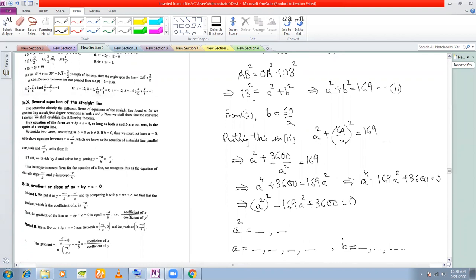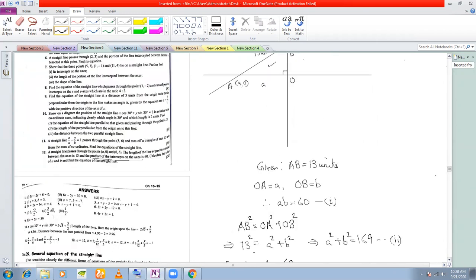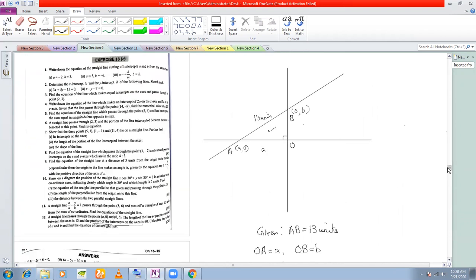Why four values of A and B? Can you tell me why you are getting four values of A and B? So A and B can both be positive, or they both can be negative, or one can be positive and one can be negative. Any way, one can be negative. So that is why you will get four values.